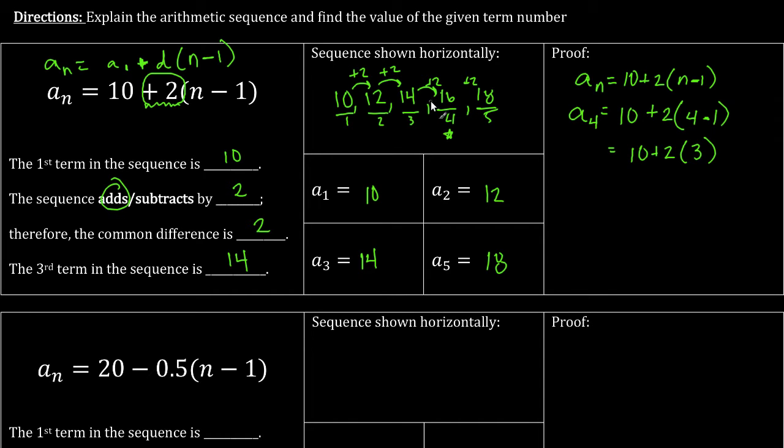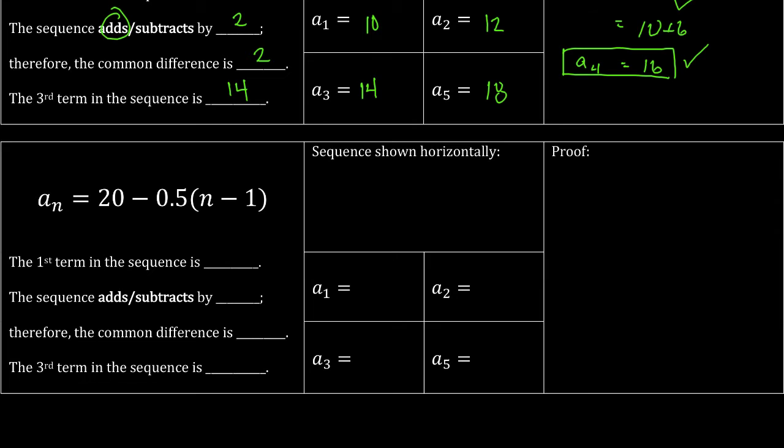What if we wanted to get to the fifth term? We would add it 1, 2, 3, 4 times. You always add it one less time. That's why we subtracted 1. You always add or subtract one less time than the term number you're at. That's why we end up with 3. So 10 plus 6 is 16. So a sub 4, our 4th term, should be 16. 1, 2, 3, 4th term is 16. Correct.